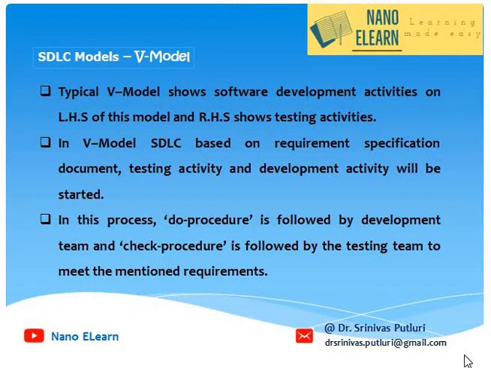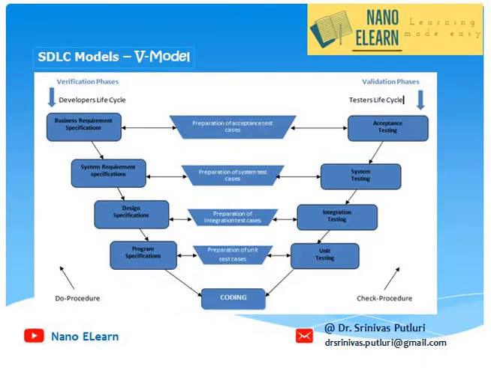Typical V model shows software development activities on left hand side of this model, whereas the right hand side shows testing activities. In V model SDLC, based on the requirement specification document, testing activity and development activity will be started. In this process, if we observe, overall, the do procedure is followed by the development team, whereas the check procedure, that is the testing activity or testing procedure, will be done by the testing team to meet the mentioned requirements. If we see what we have discussed so far, the model diagram, we can see the same.